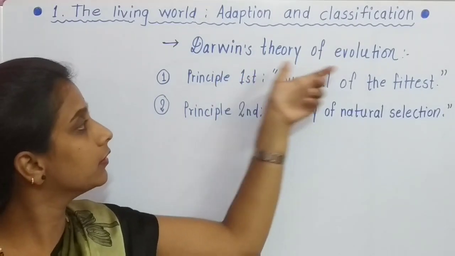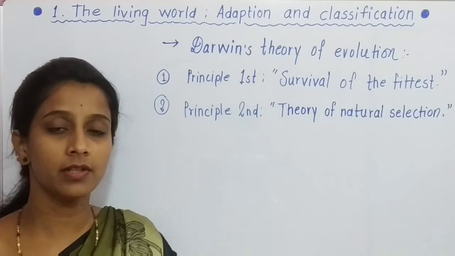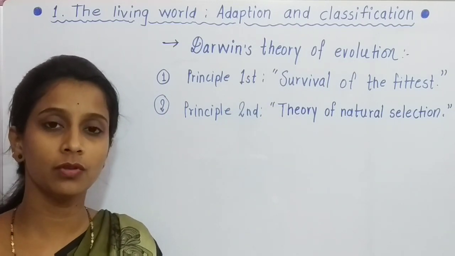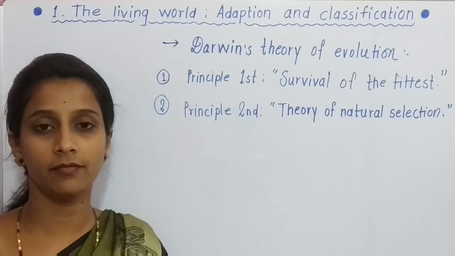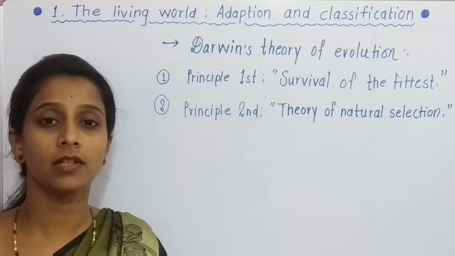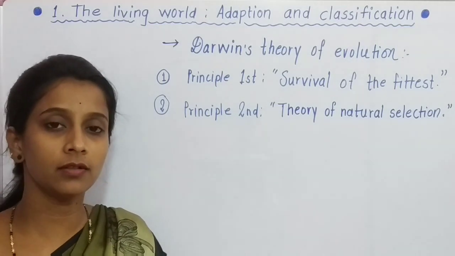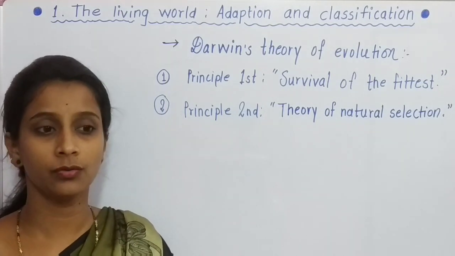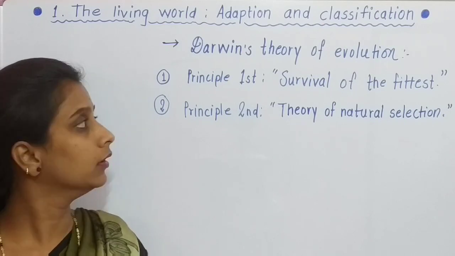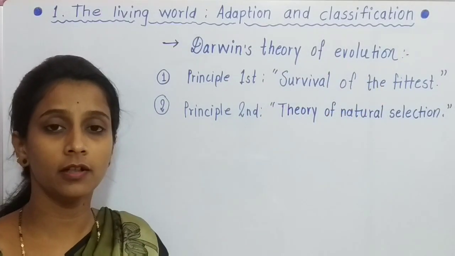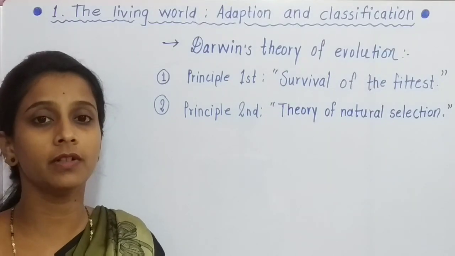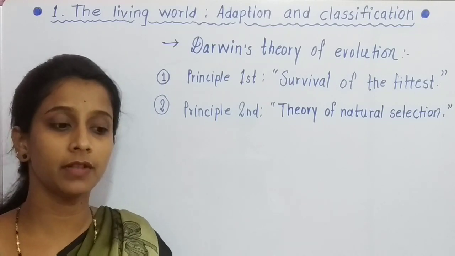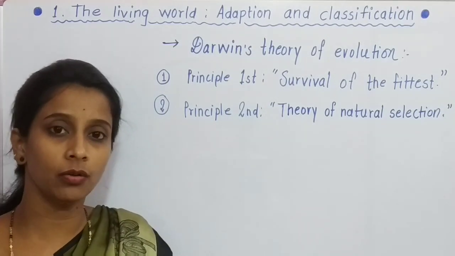Darwin's theory of evolution. So students, the scientist Charles Darwin was a great biologist. He was well known as the father of biology, and he put forward a theory of evolution. So students, what is evolution? Evolution is a process of development of characteristics within the organisms.